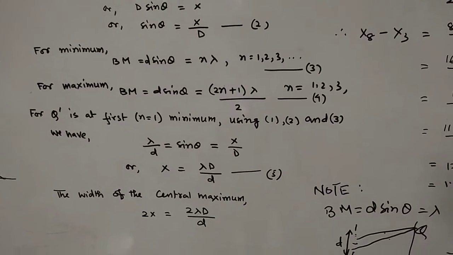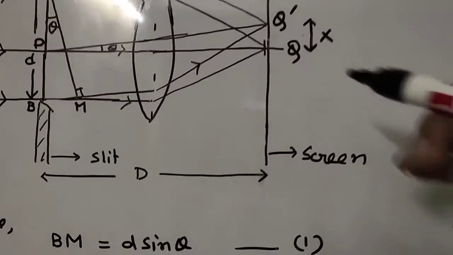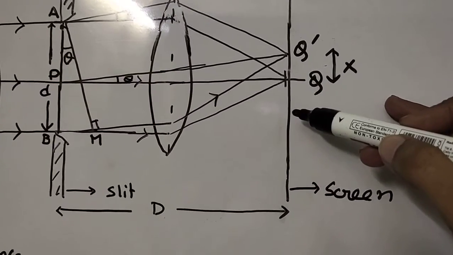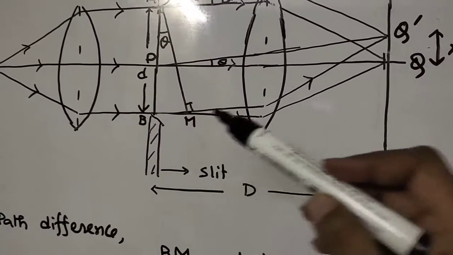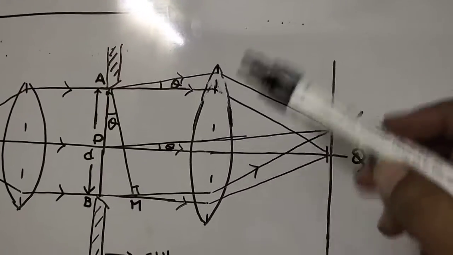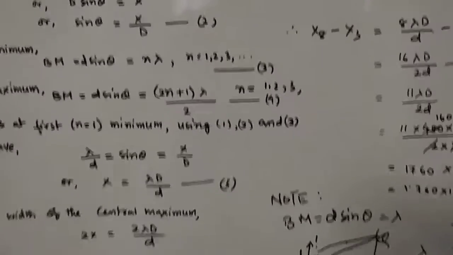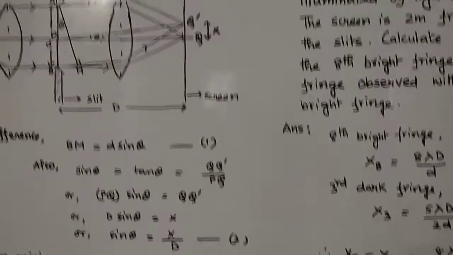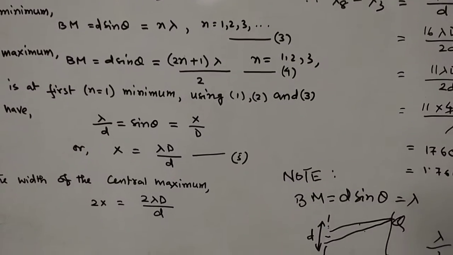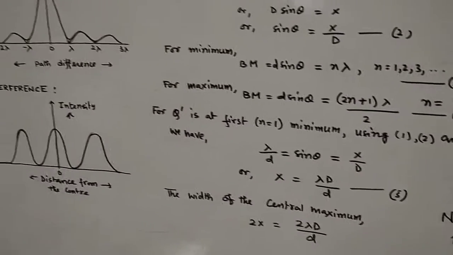Now if you are interested in defining the width of the central maximum, because this Q dash is coming down also, because bending of light occurs due to the slit also in downward, a similar pattern as we are getting in upward. So if we multiply by 2 times, that is your 2x is nothing but the width of the central maximum. So my central maximum is your 2 lambda capital D by small d.